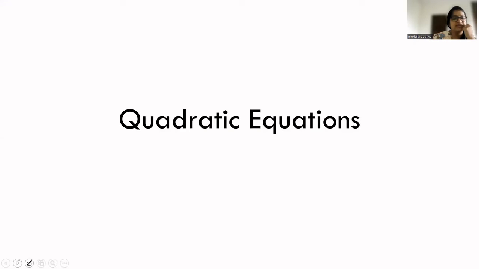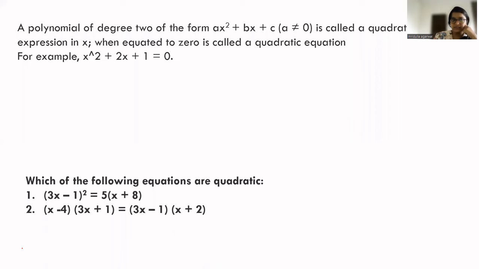Hi friends, in this video, we are going to discuss quadratic equations. What is a quadratic equation? A polynomial that has a highest degree of 2 is called a quadratic equation, where compulsorily a is not equal to 0. When this expression is equated to 0, it is called a quadratic equation.